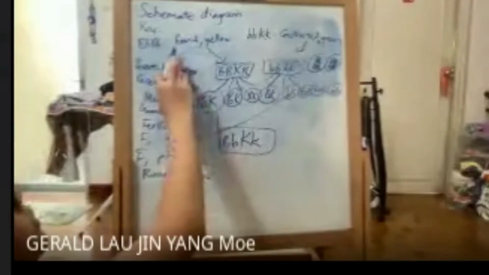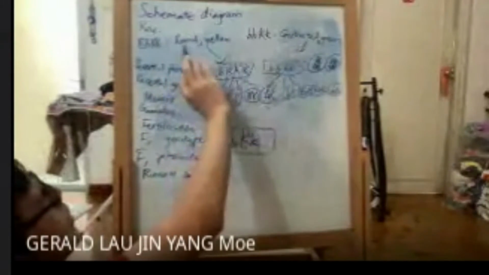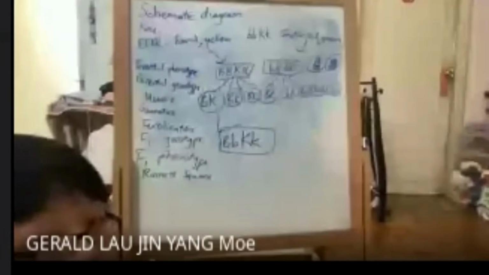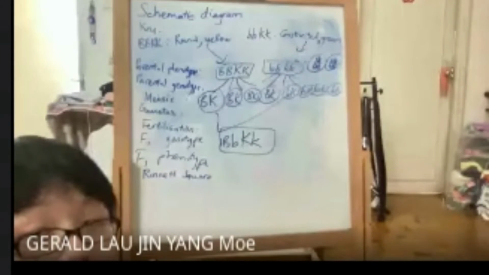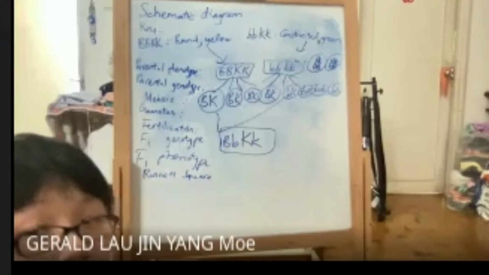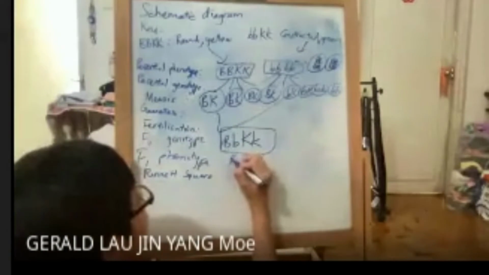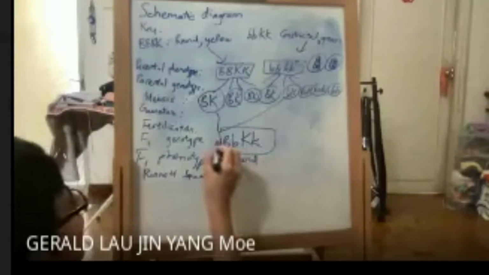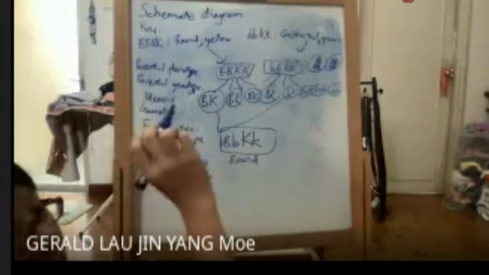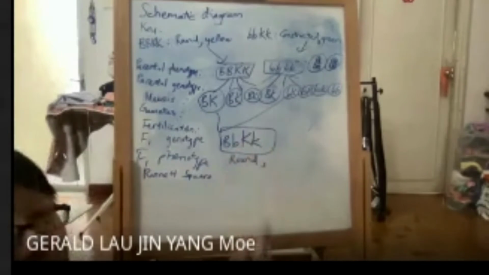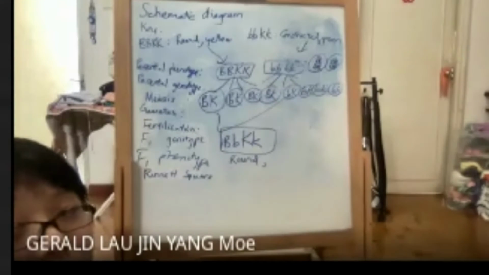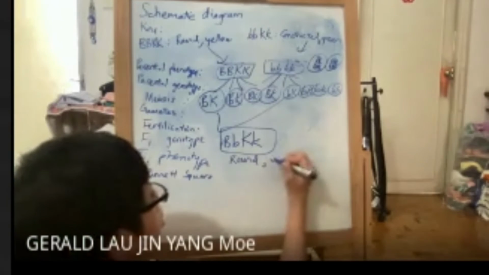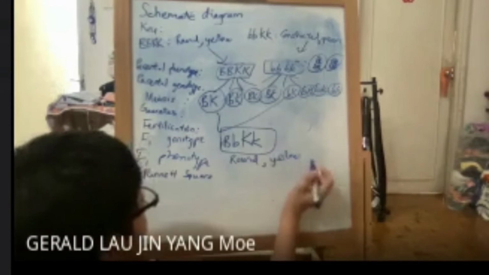You look at the color first. Round, the shape first, texture first. Round or constricted? Round. Oh, hello Eunice, you're back. Round because there is a capital. Dominant to round. Okay. Color? Yellow. Good, because dominant. Okay, good.